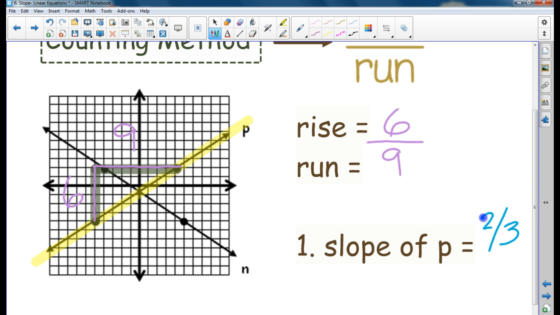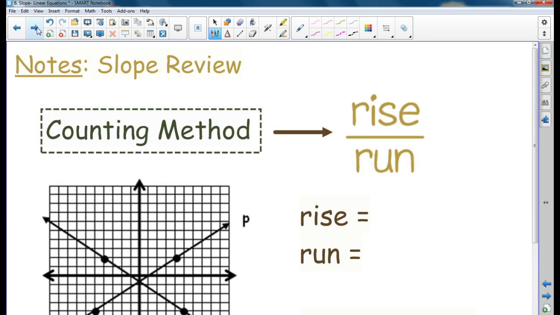So, what's the slope of P? 2/3. Now, is it positive? Let's make sure we don't need to put a negative on it. As X is getting bigger, is P going up, or down? Up. So we're good. It's positive. All right, now let's find the slope of Q.